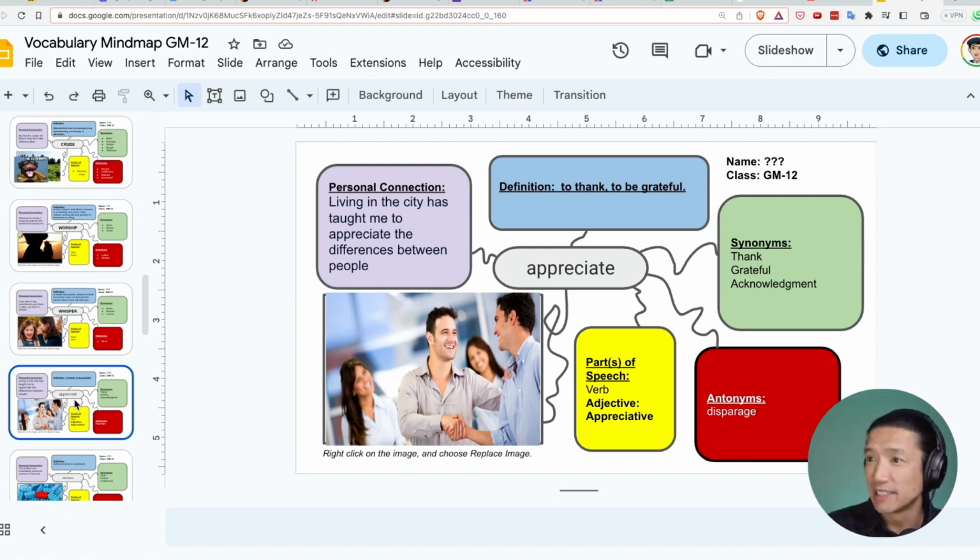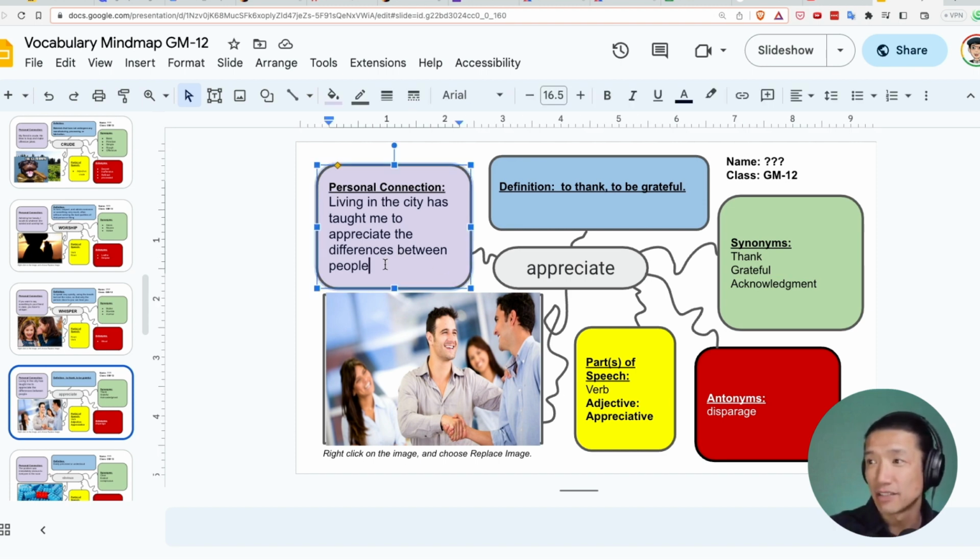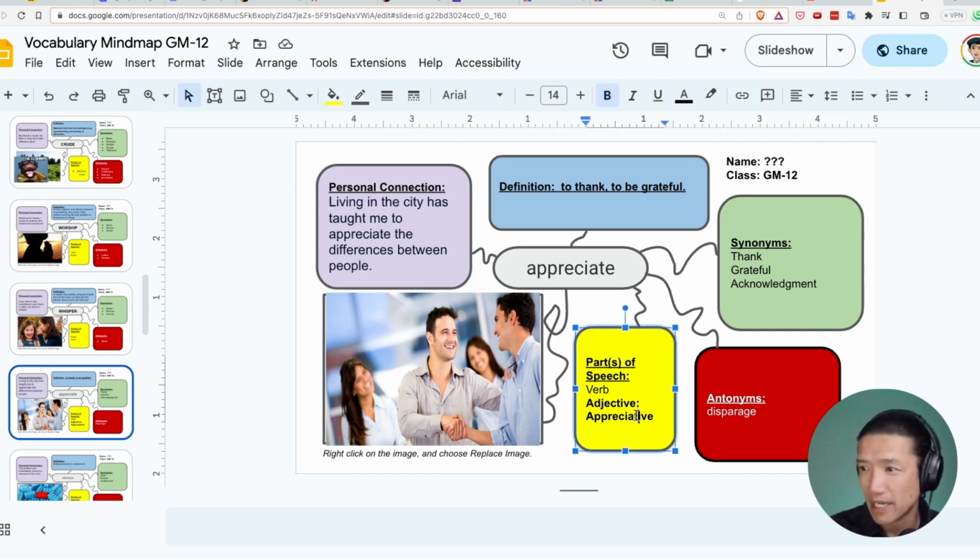Appreciate. Living in the city has taught me to appreciate the difference between people. Yes, see? You live in a different city and you have to deal with everyone. That's a great way to do it. Not the opposite. Living in a city makes me hate people. Good. I added the word appreciative, which is the adjective form. This person did not know the antonym, but disparage, to make fun of somebody, to say bad things.